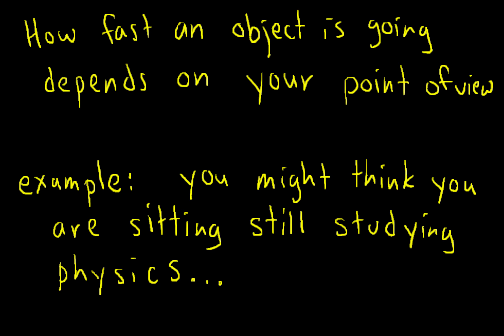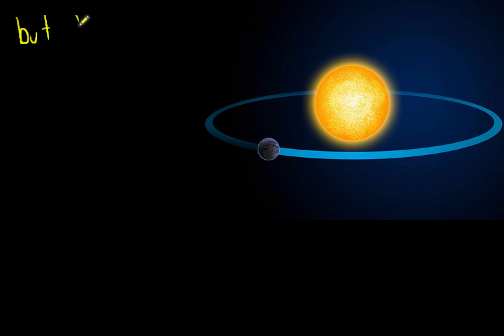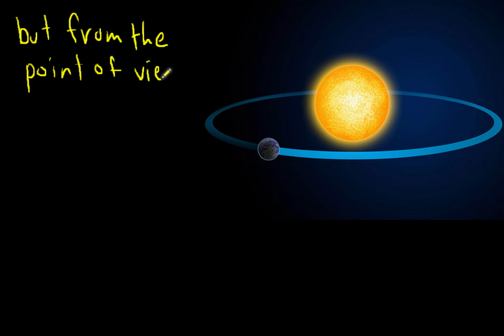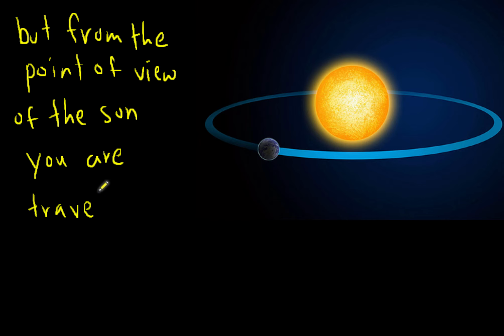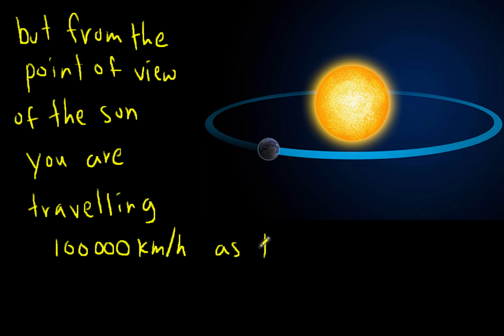If you look at your motion from other points of view, for example, from the point of view of the sun, the Earth is rotating around the sun and you're on the Earth. From the point of view of the sun, you are moving at 100,000 kilometers per hour with the Earth, as the Earth orbits.